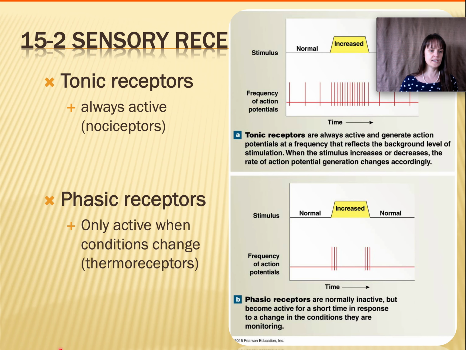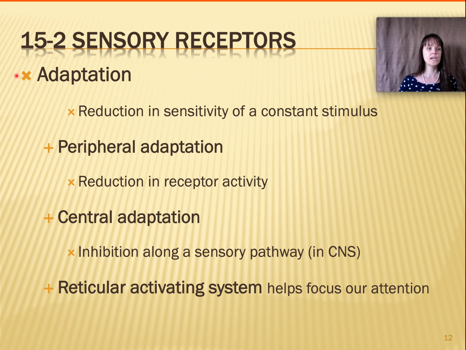A reduction in sensitivity, change the page, there we go. A reduction in sensitivity is called an adaptation. So all adaptations are reductions in sensitivity. An increase in sensitivity will be a facilitation. So there are different adaptations, but they are all reductions in sensitivity.